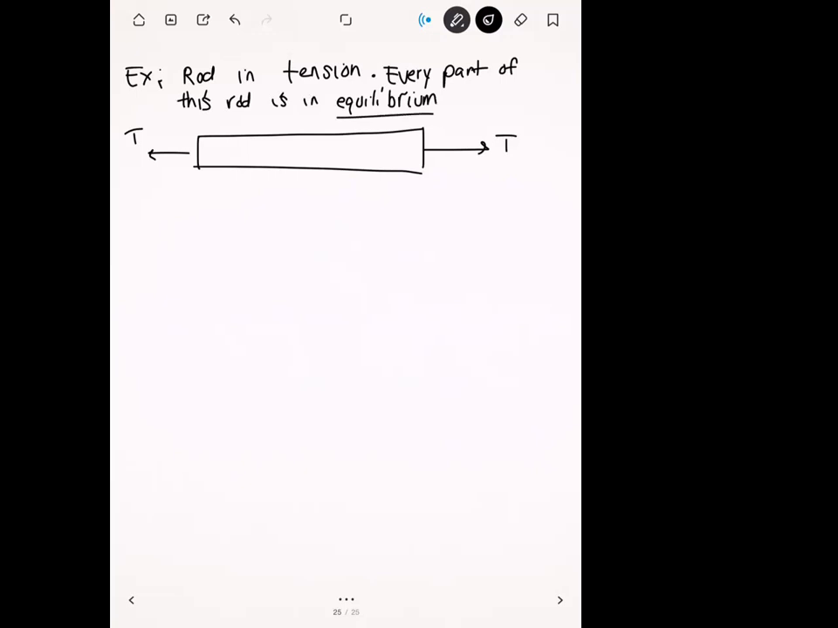And I mean every single part. If we take a slice of the rod right there, whereas on the left-hand side we have a tension T, and every single part of this rod is in equilibrium, that means this part of the rod must also be in equilibrium. In order for it to be in equilibrium, we have to have some kind of internal forces or some kind of internal stress that develops on this cross-section in order to maintain that equilibrium.